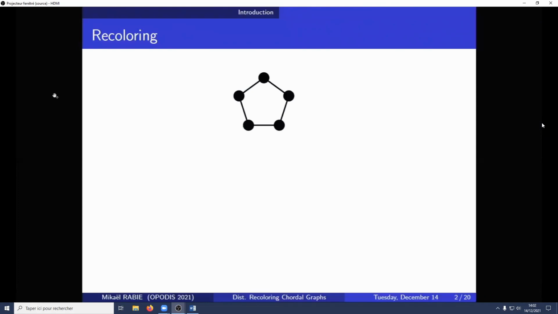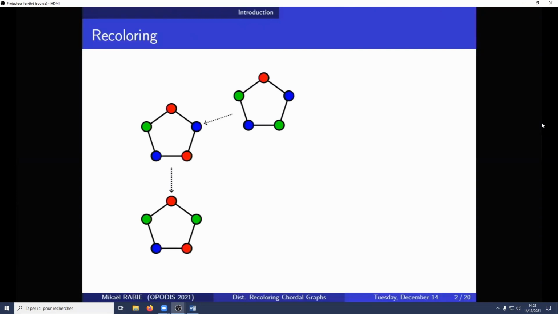I did. So first, what is recoloring? So we saw already what is coloring. It's about giving colors to each vertex of a graph such that two neighbors do not share the same color. And recoloring is about changing the color of nodes such that we still have a good coloring. For example, here on this cycle, you can change the color of the green node on the bottom right, and you get a new coloring. And now you are able even to change the color of the blue node on the top right to green, etc. You can now change the red node.